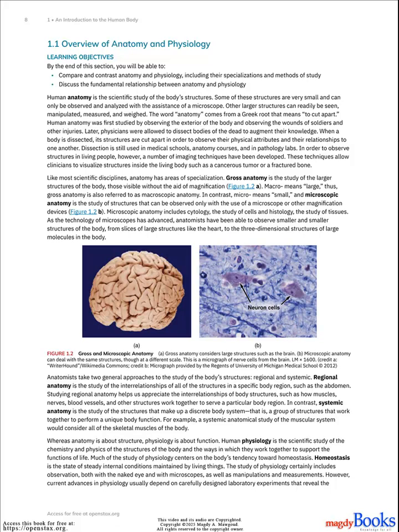Gross anatomy is the study of the larger structures of the body, those visible without the aid of magnification, Figure 1.2 A. Macro means large, thus, gross anatomy is also referred to as macroscopic anatomy. In contrast, micro means small, and microscopic anatomy is the study of structures that can be observed only with the use of a microscope or other magnification devices. Figure 1.2 B. Microscopic anatomy includes cytology, the study of cells, and histology, the study of tissues.